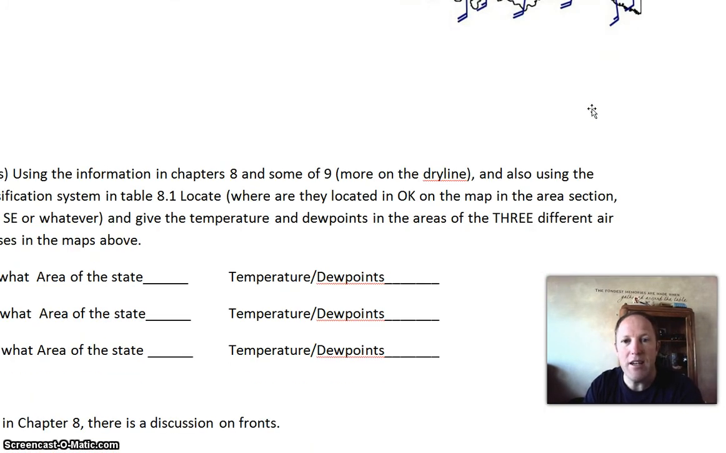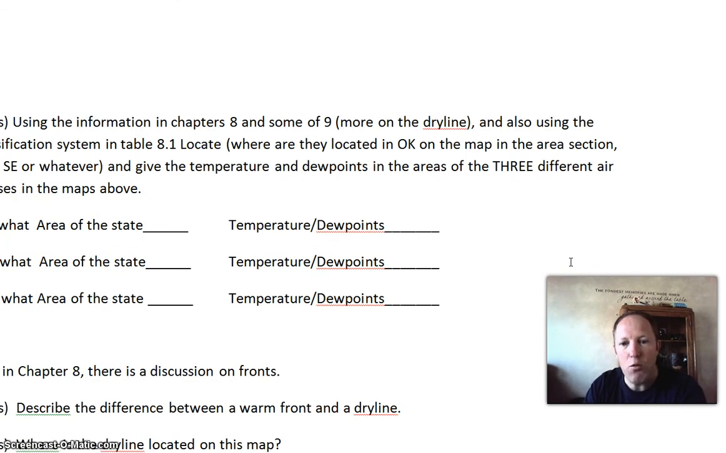What we're looking for in the question is what portion of the state you see each type of air mass. The first air mass is a cT. We go through the book and you get these definitions, small c, big T, continental tropical. What area of the state would you say is a continental tropical air mass? And what is a temperature and dew point, or a series of temperatures and dew points, that correspond to that air mass?